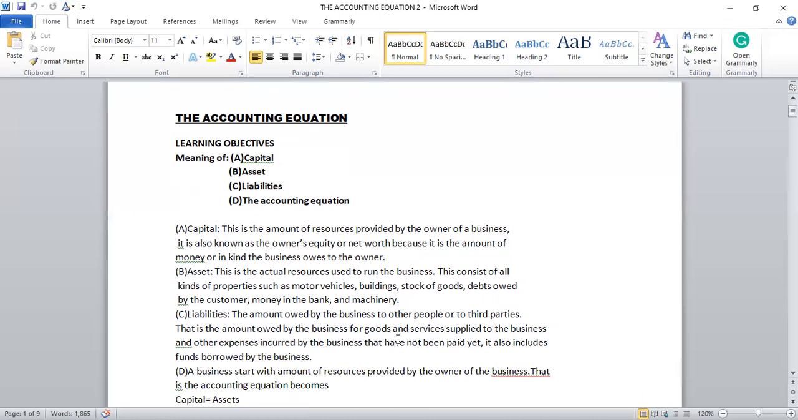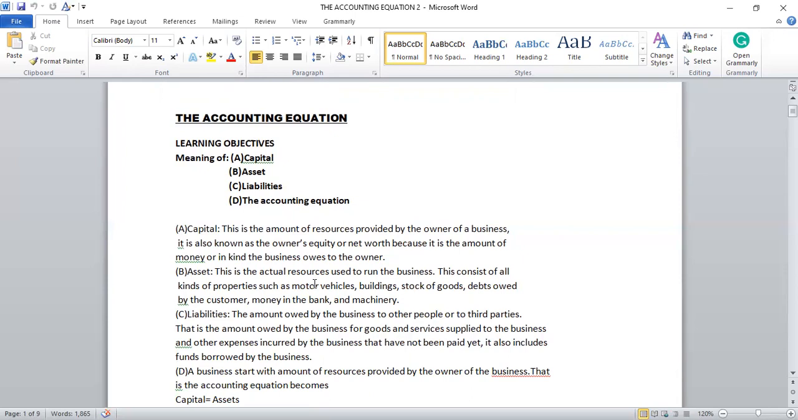Let me pause here and explain this. Before anybody can start a business, the person should provide money or income to start the business. The money that the person will provide is called capital in accounting. So it is the amount of money or income provided by the owner. Then this capital will be used to run the business. So that capital that has been provided to run the business is called the assets.